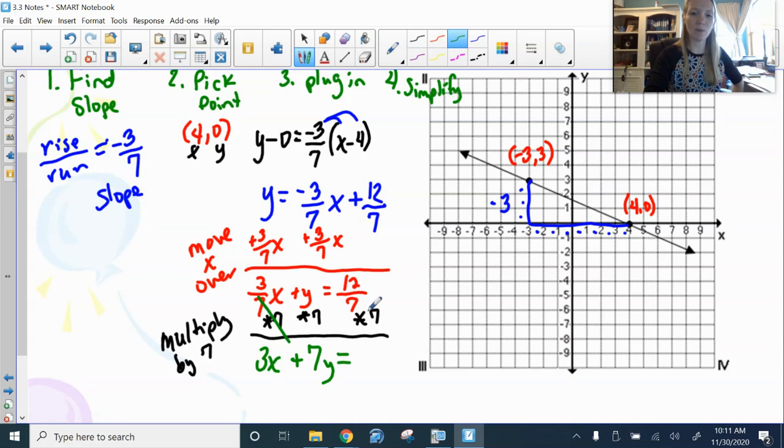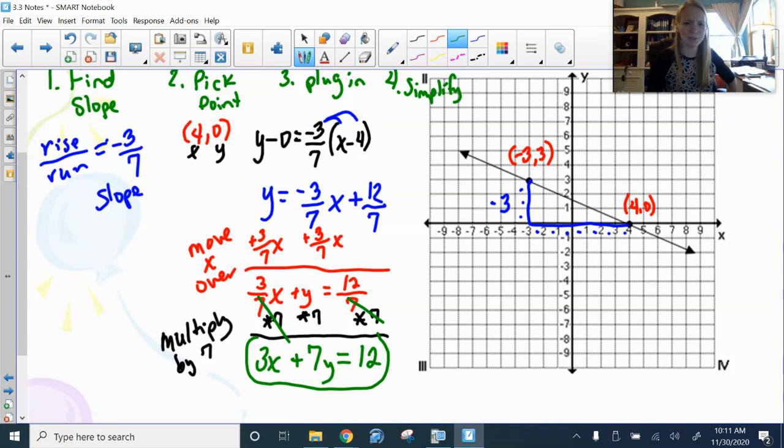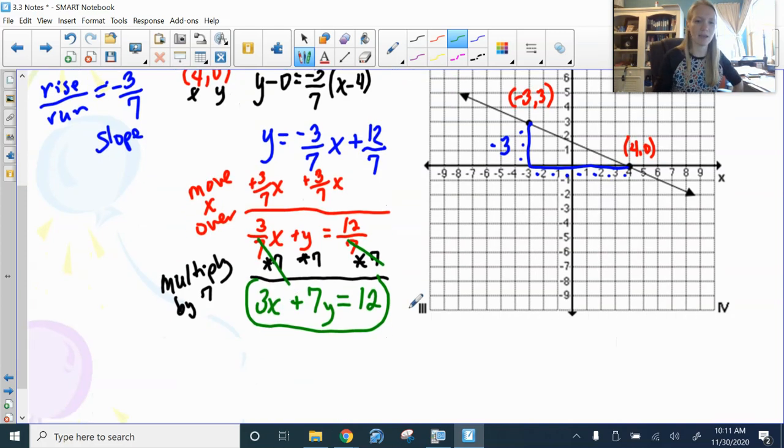And my 12/7, hey, guess what? Here again, the 7 and the 7 are going to cancel out. And is that a much easier looking equation than 3/7 x plus y equals 12/7? I hope so. Are they all going to have fractions? No, absolutely not. In fact, I try to avoid fractions whenever I possibly can, but sometimes it's unavoidable. And in that case, we'll just try to multiply to get rid of the fraction. You could have multiplied to get rid of the fraction at the very beginning, instead of waiting until the final result. So it's just different ways of doing the same thing.